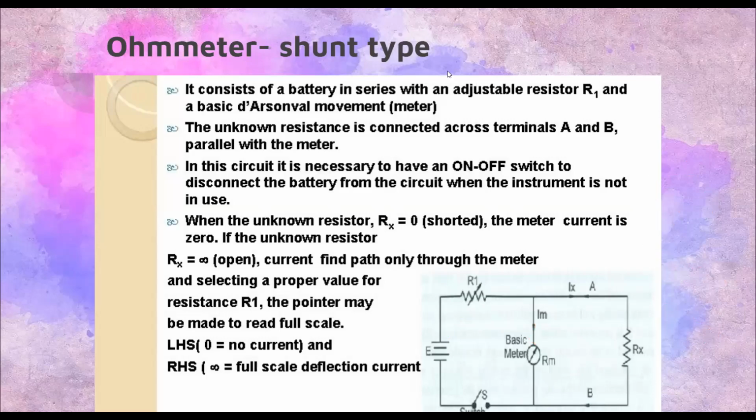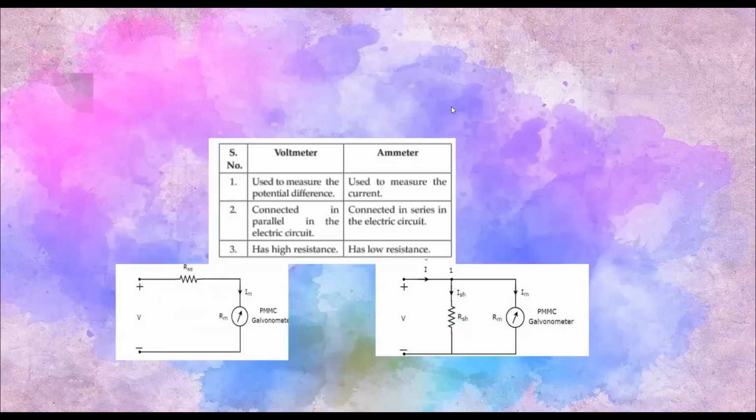Now we will see a small difference between the two, voltmeter and ammeter. So to sum it up, what all can be made from the PMMC, the galvanometer? An ammeter can be made, a voltmeter can be made, an ohmmeter can be made, and bringing these three together, another thing can also be made, that is a multimeter.